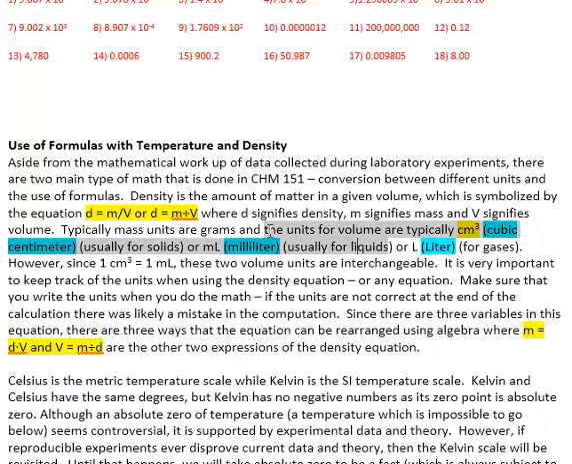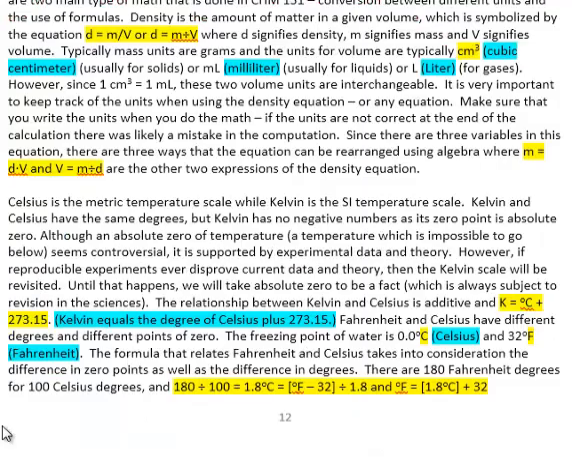The mass units are typically grams, and the units for volume are typically centimeter cubed or cubic centimeter, which is usually for solids, or mL, which stands for milliliter, which is usually used for liquids, but a centimeter cubed is the same as a milliliter, and L for liter, which is for gases. So remember that 1 centimeter cubed is equal to 1 milliliter. These two volume units are interchangeable. So down here we see how this equation can be rearranged using algebra, where mass is equal to density times volume, and volume is equal to mass divided by density.